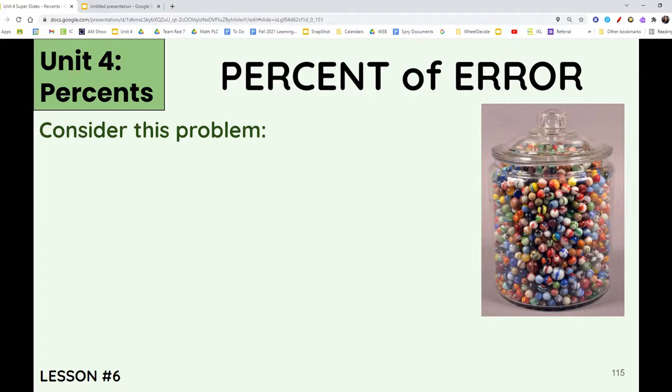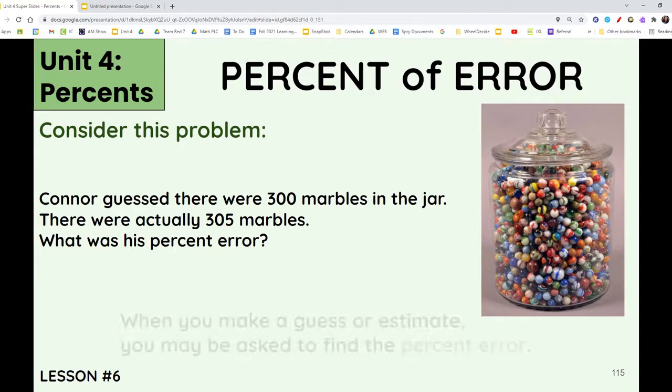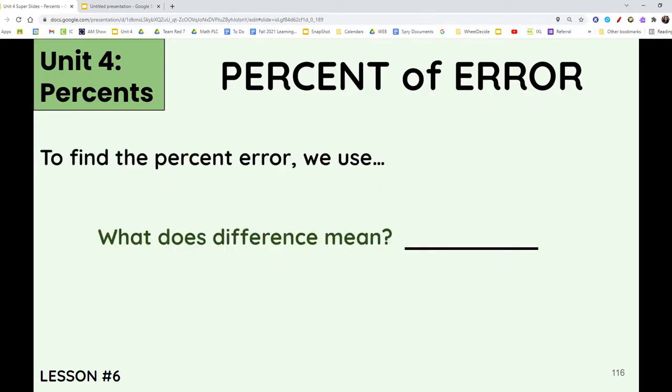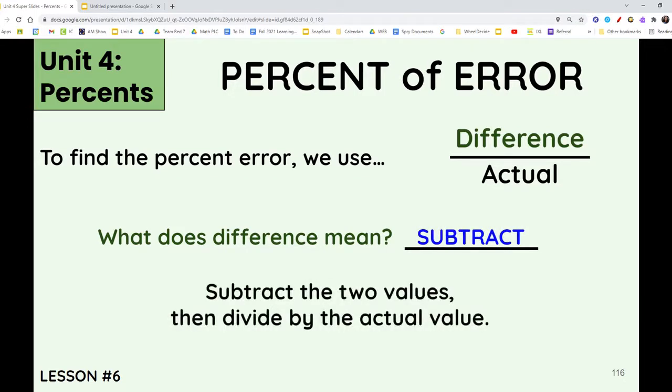Percent of error. Consider this problem. Connor guessed that there were 300 marbles in this jar. There were actually 305 marbles. What was his percent error? When you make a guess or an estimate, you may be asked to find the percent error. To find the percent error, we use difference over actual. Again, what does difference mean? Subtract. So we subtract the two values, then we divide by the actual value.